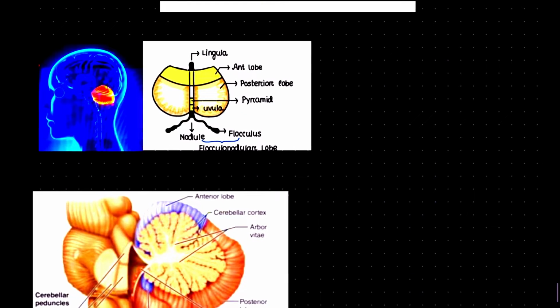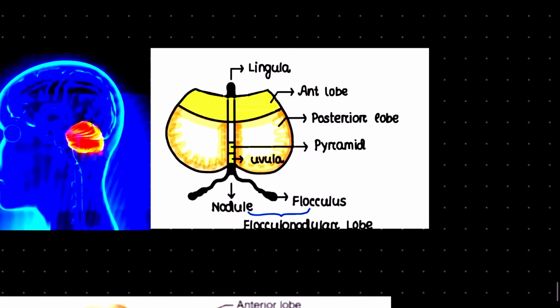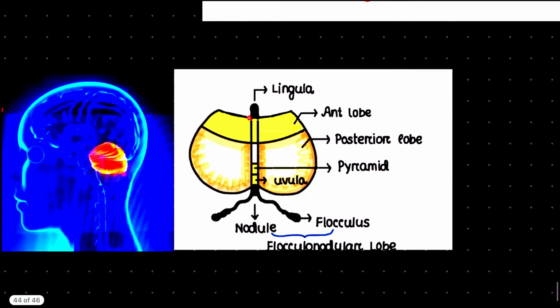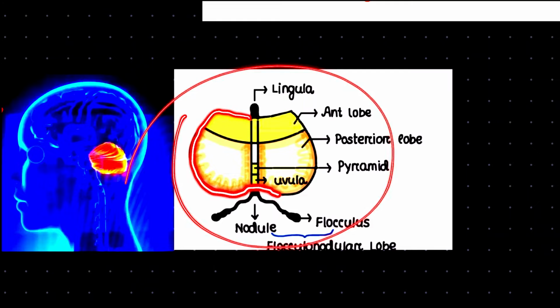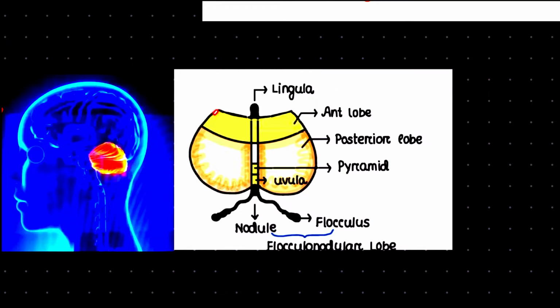So now, talking about the lobes. It consists of several lobes. What are the different lobes of our cerebellum? Here you can see the schematic diagram. This is our cerebellum, all together. Now in this cerebellum, if you see the yellow structure above, this is our anterior lobe.